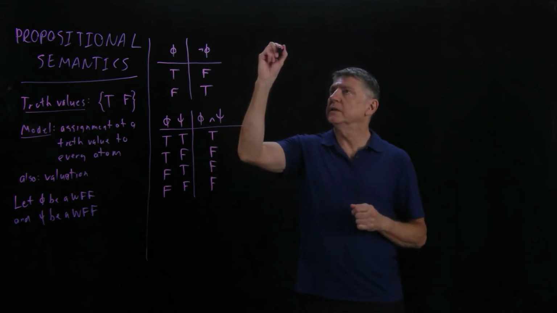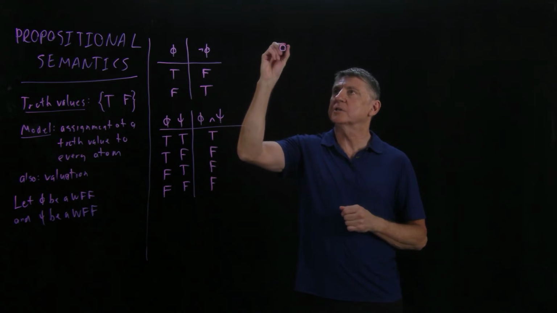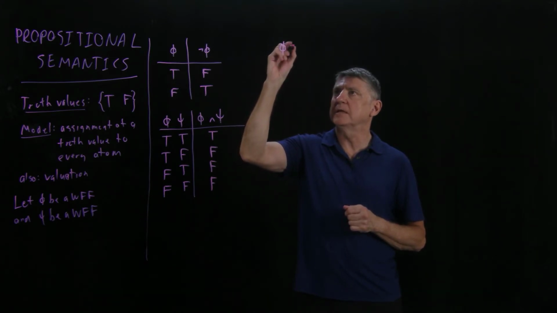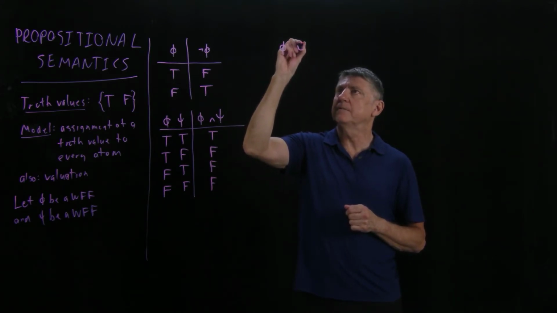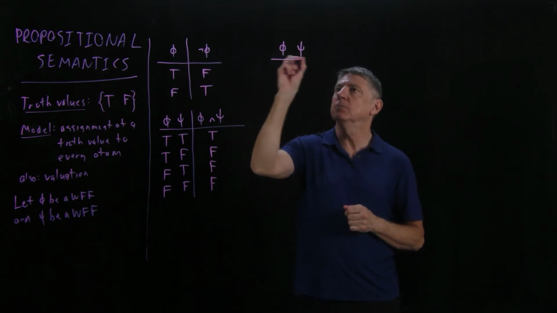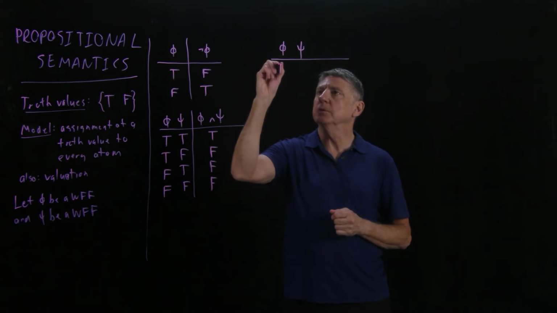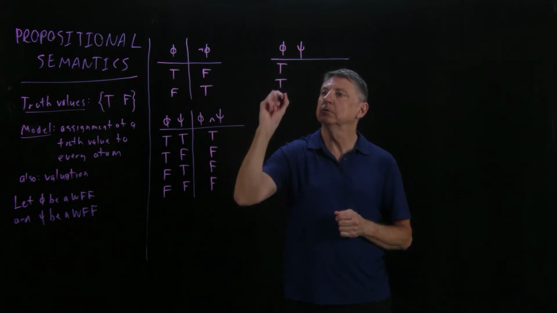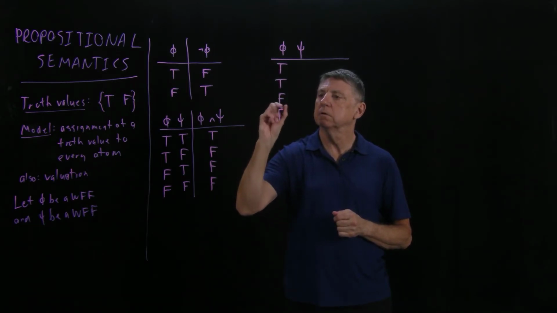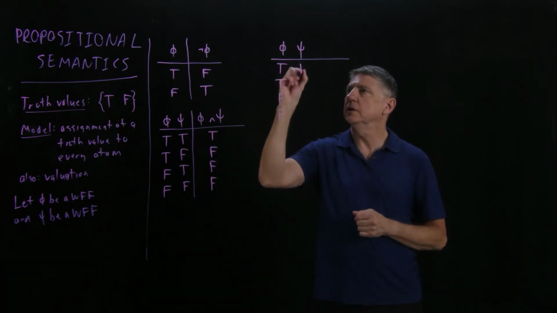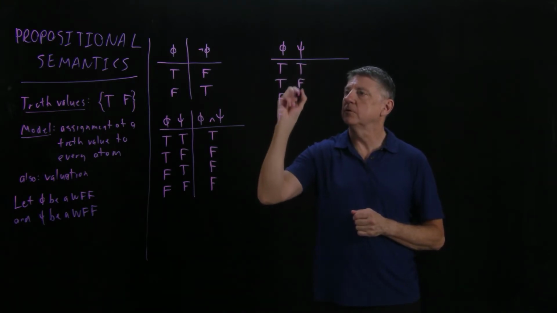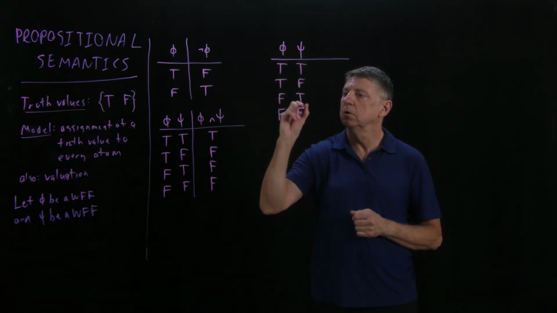Our next one is disjunction, and disjunction is an operator that has two operands. So again, we have phi and psi, and between them, they can take on four values. So this will be true, true, false, false. This will be true, false, true, false.